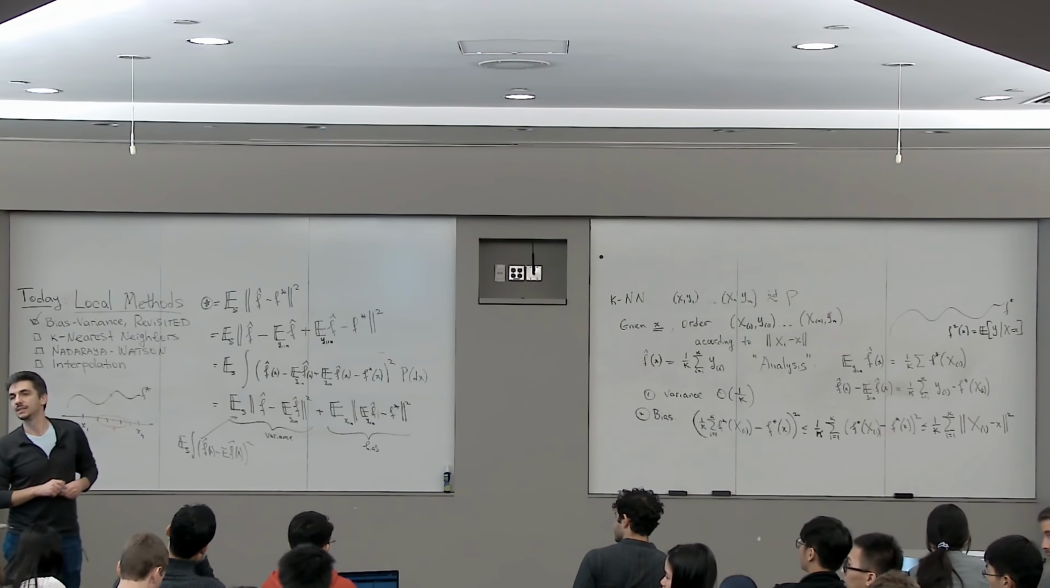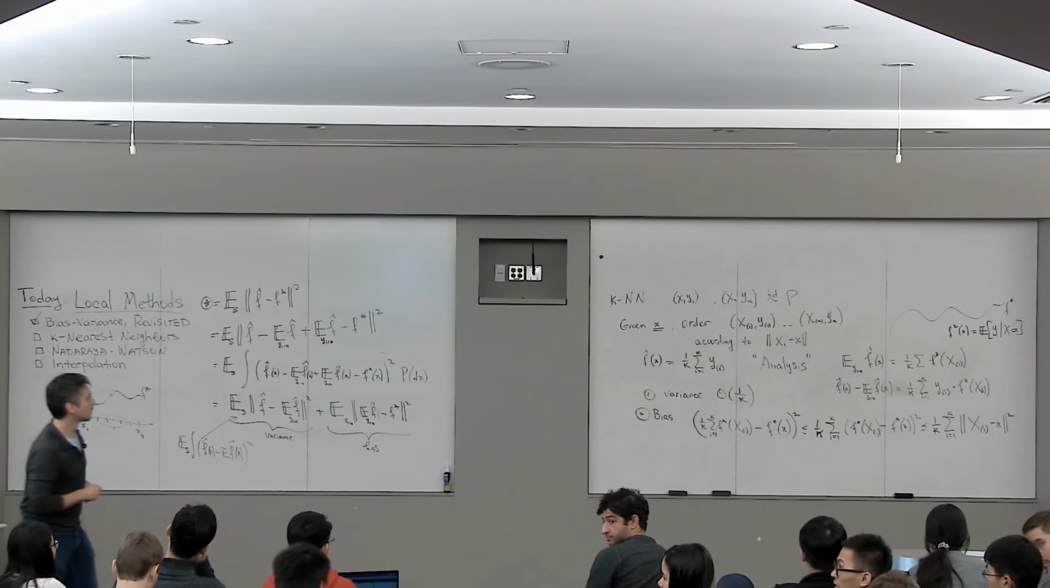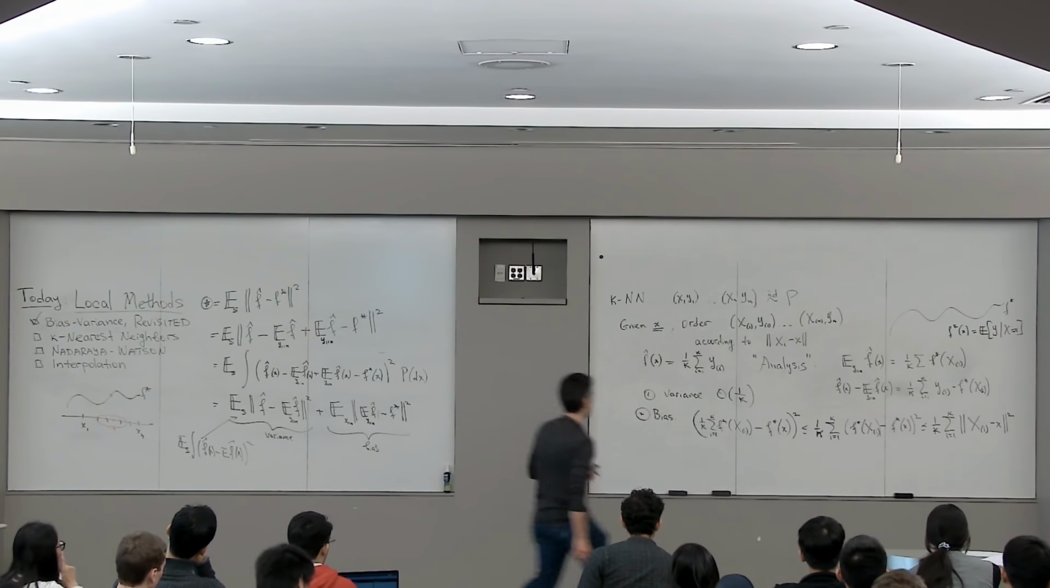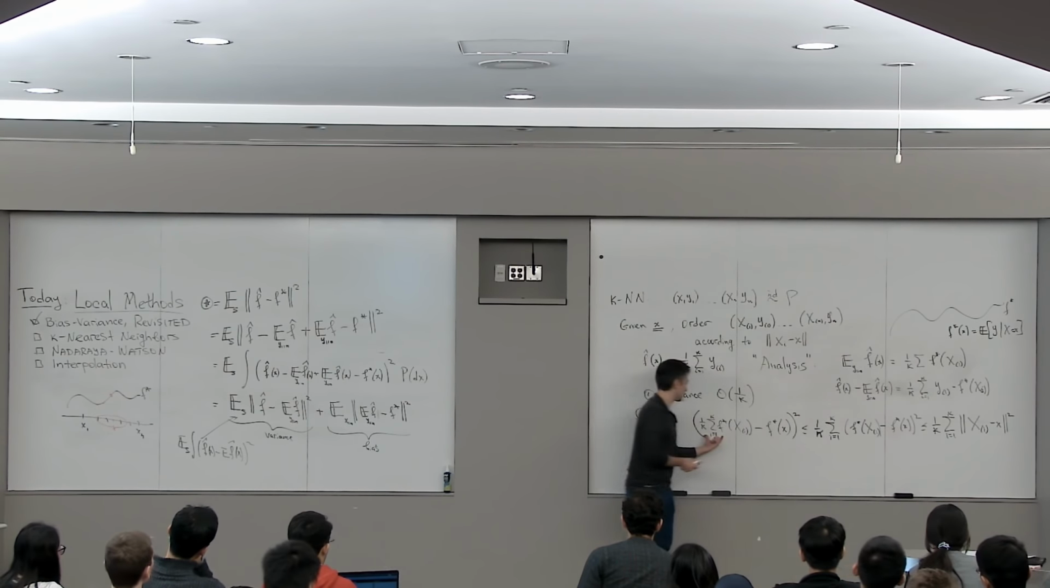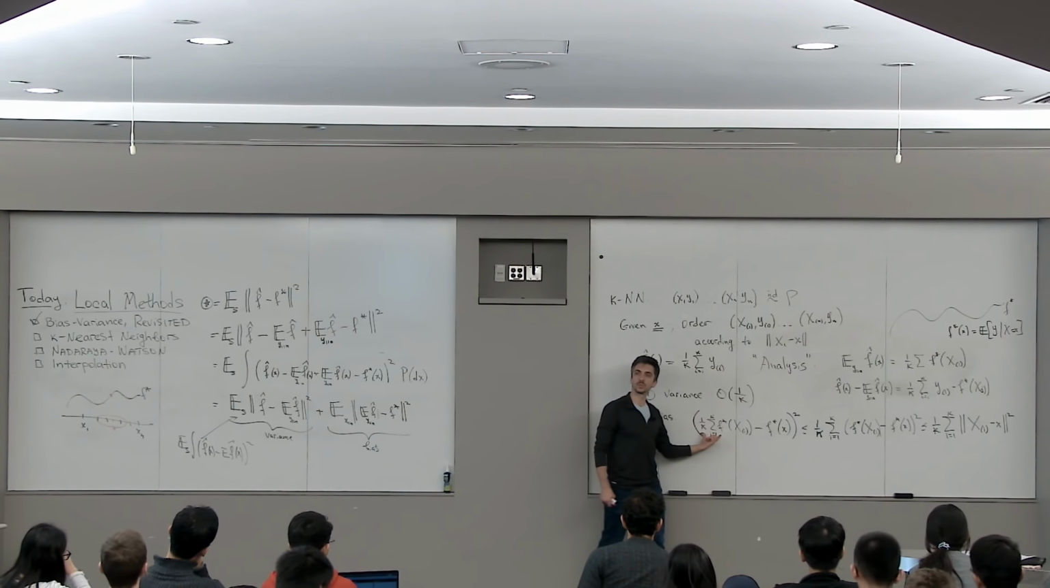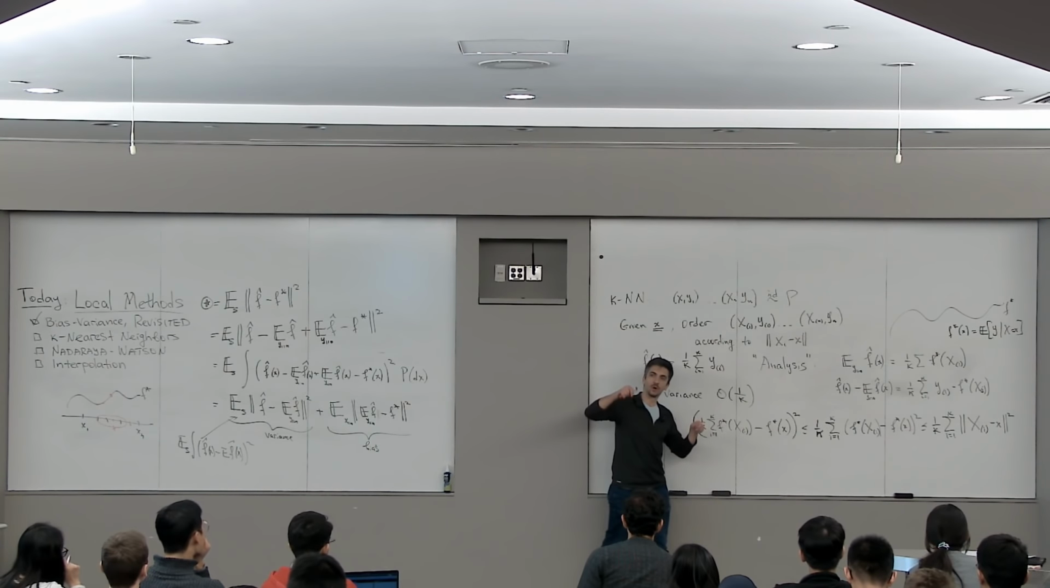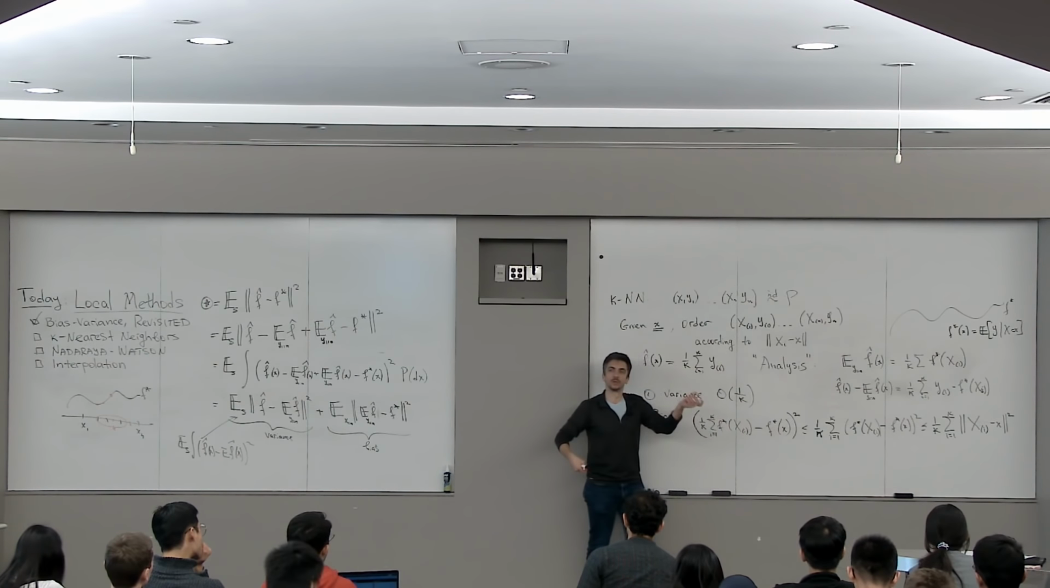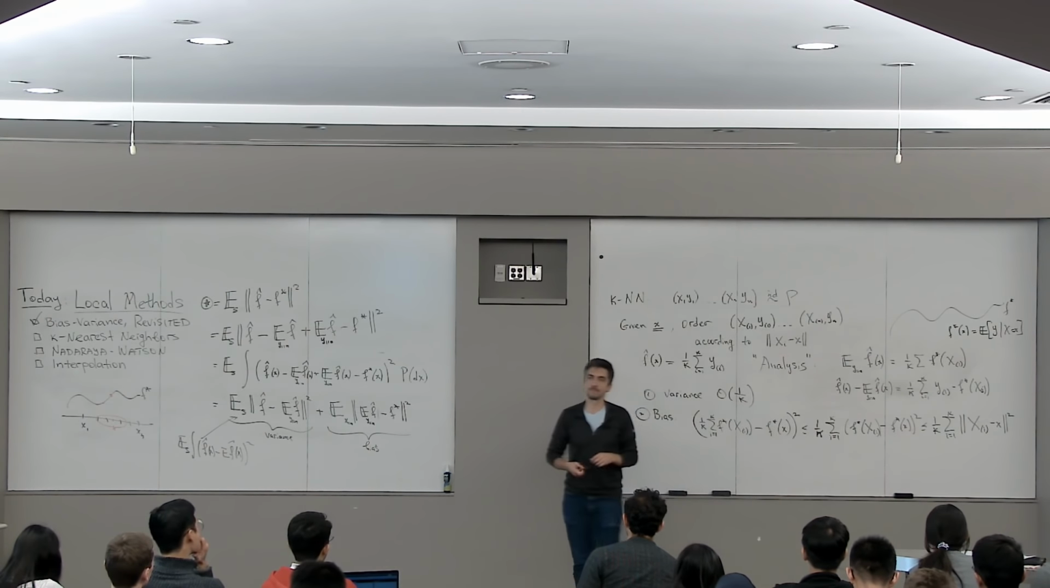Why isn't it 1 over k squared? Oh, yes. No, no. So I'm using Jensen, which says that the square of the average is upper bounded by the average of the squares. So you can put the average outside.